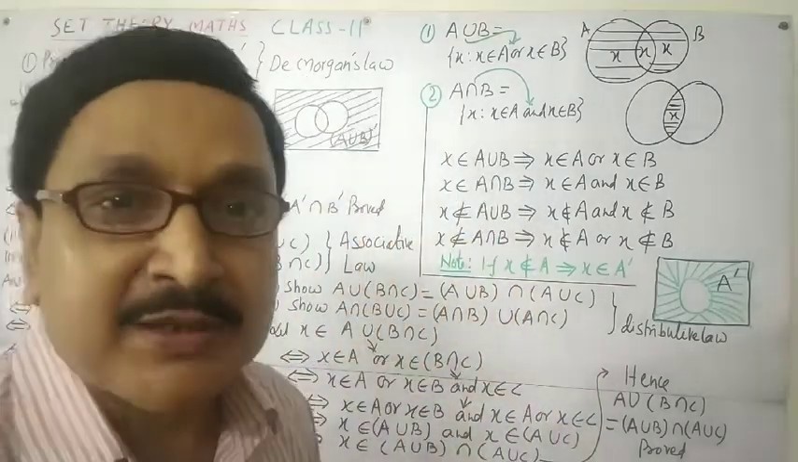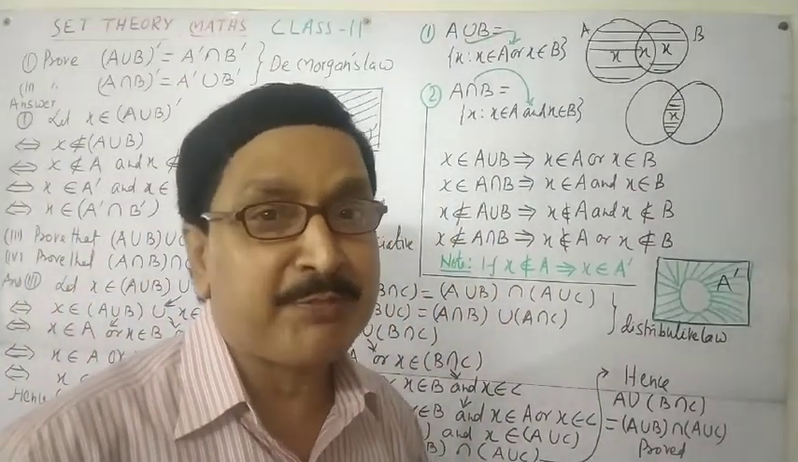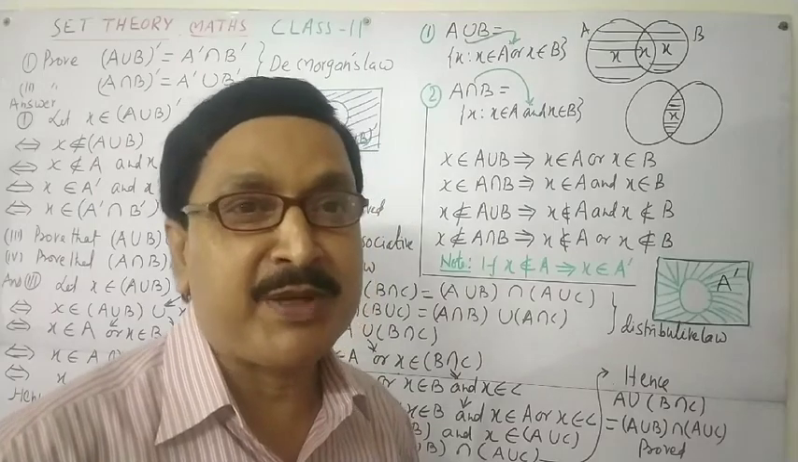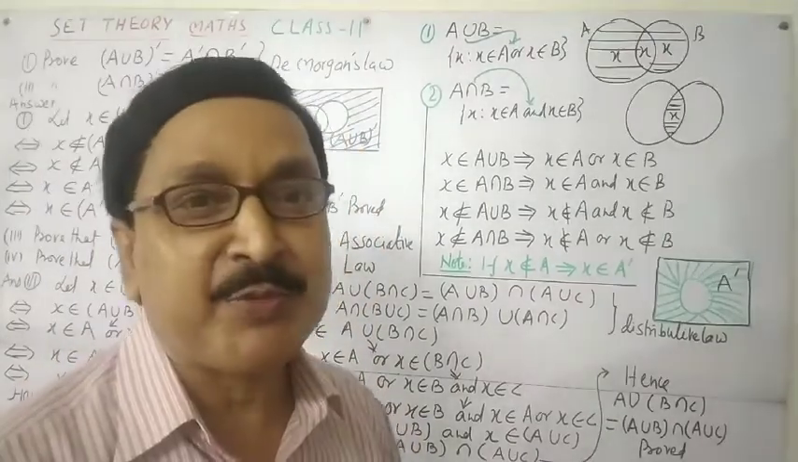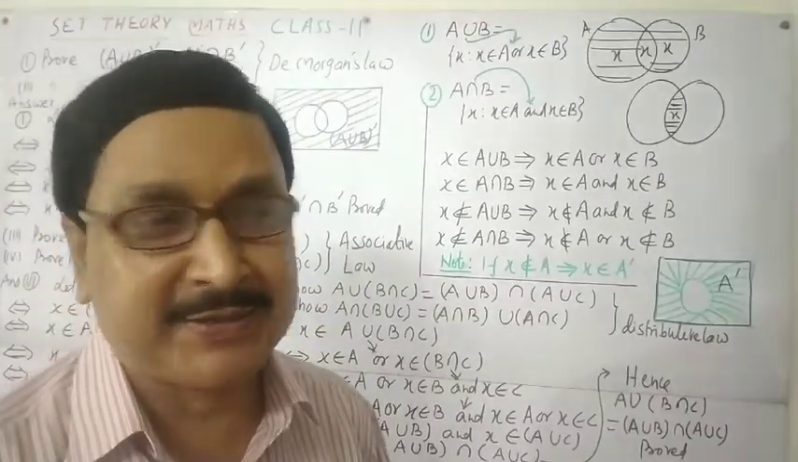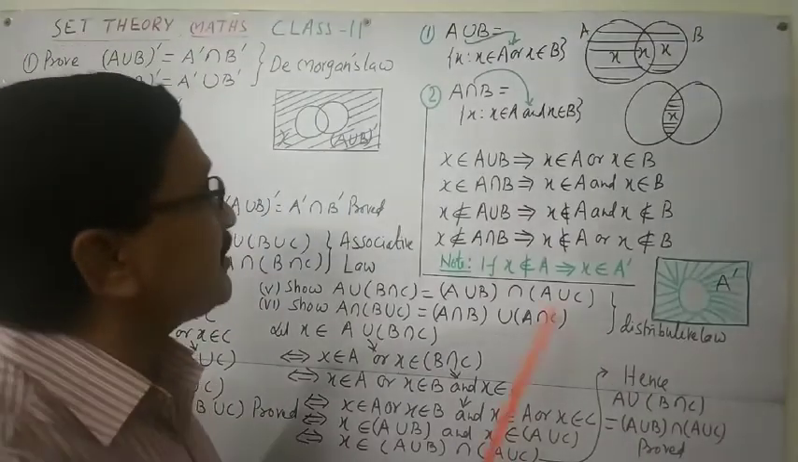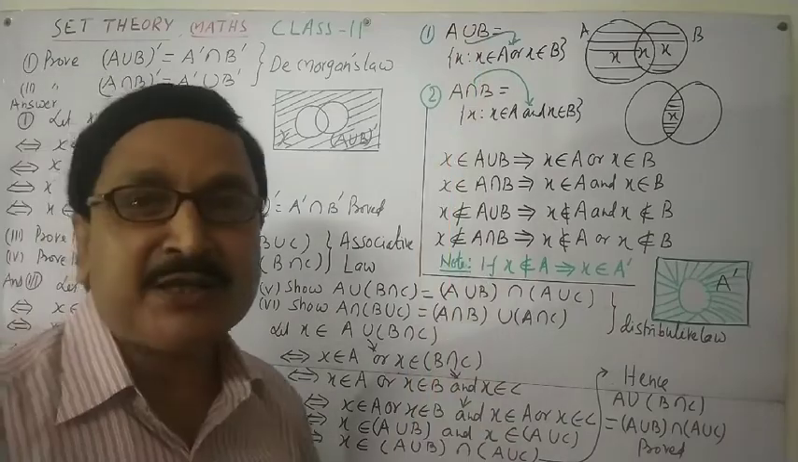Just see, there are some original proofs of set theory which may be harder for you. So before starting the proof, you must know some facts. The first fact is A union B. What is A union B?